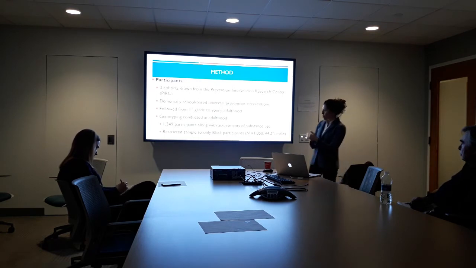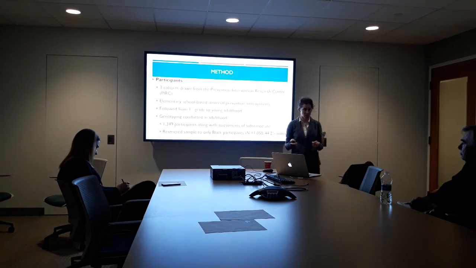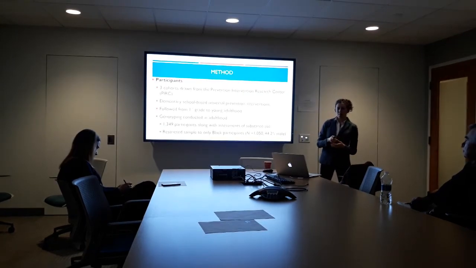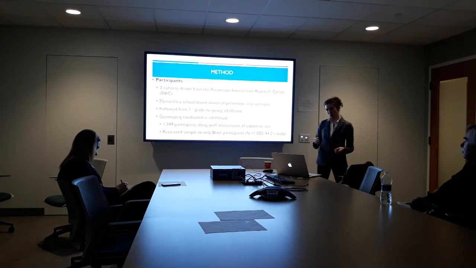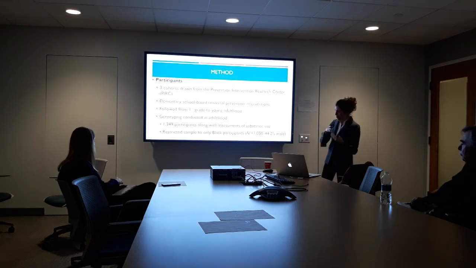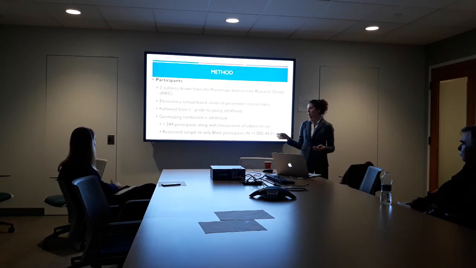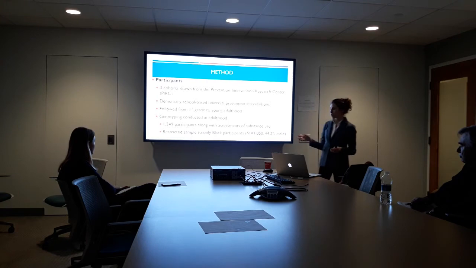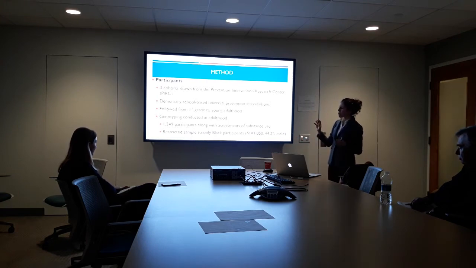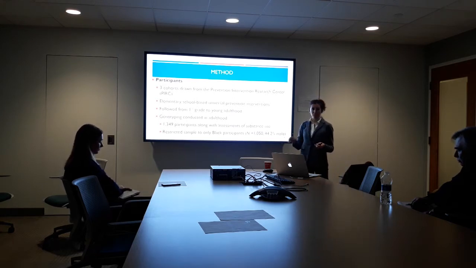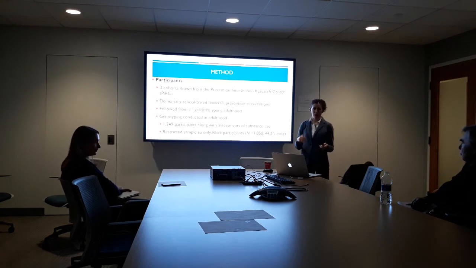So data from the present study was drawn from 3 cohorts of participants from the Prevention Intervention Research Center. The participants were originally recruited for an elementary school-based intervention trial, which sought to reduce behavior problems and improve academic achievement. Participants have been followed from first grade to young adulthood. Data are currently being collected on the participants who are now about age 30. We have about 1,300 participants that have genetic data with substance use data, and in the current study, we restricted the sample to only Black participants to reduce the likelihood of population stratification.